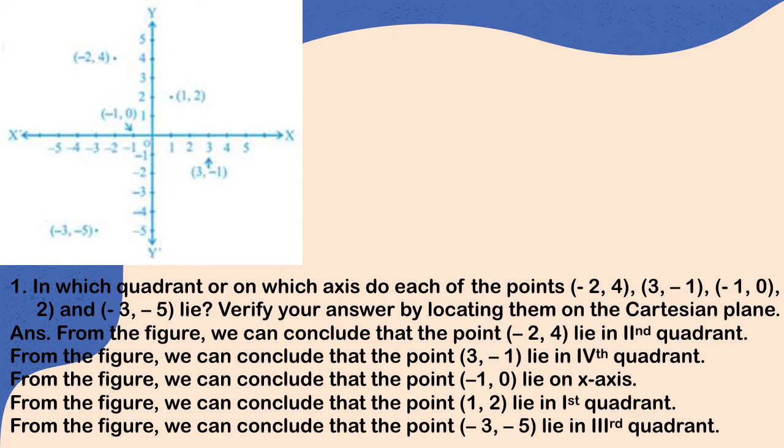Now the third point, (-1, 0). Now where will (-1, 0) lie? The first value is negative and the second value is 0. Now again, where will it lie? Tell me which quadrant it will be. Now since one of the values is 0, that means the point lies on an axis. Now on which axis will it lie? How will we decide that? If the x coordinate value is 0, then the point lies on the y axis, and if the y coordinate value is 0, then the point lies on the x axis.